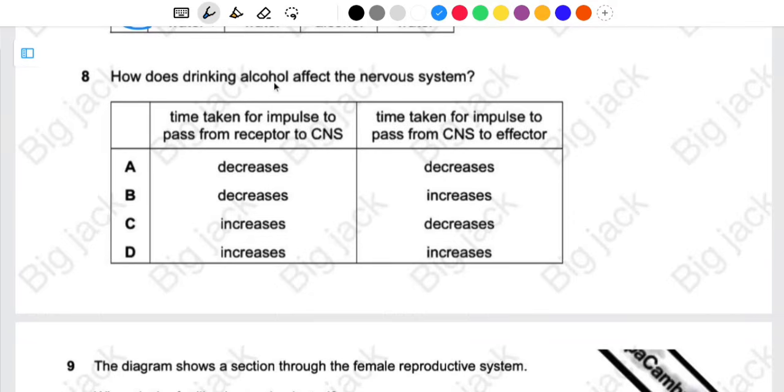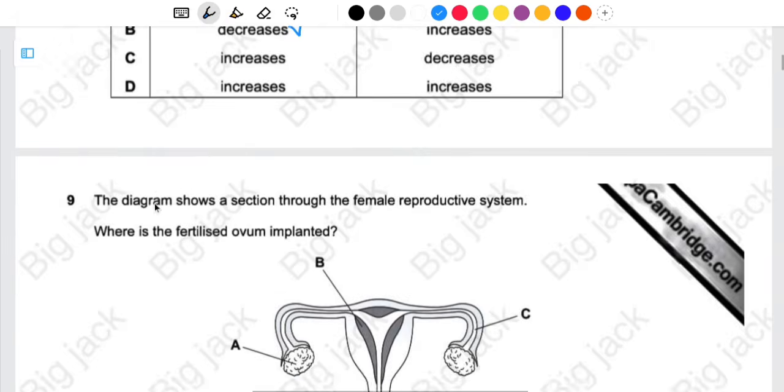Then how does drinking alcohol affect the nervous system? So time taken for impulse to pass from receptor to central nervous system is going to decrease. Then time taken for impulse to pass from central nervous system to the effector is also going to decrease. So the answer is A.